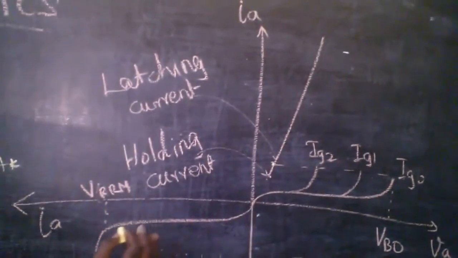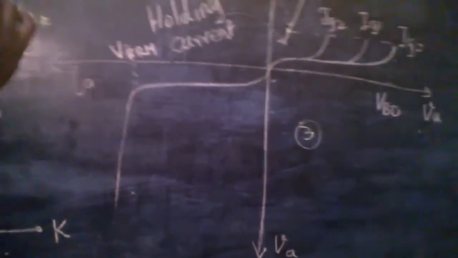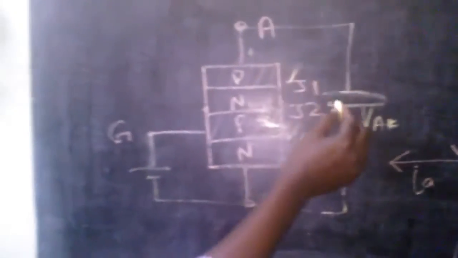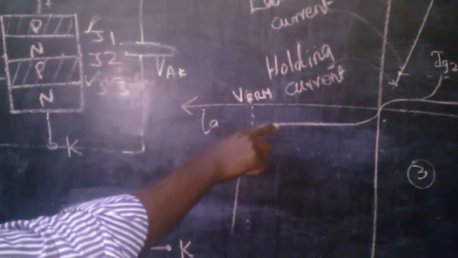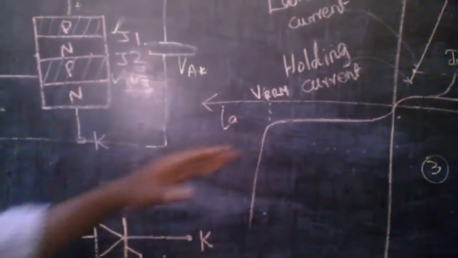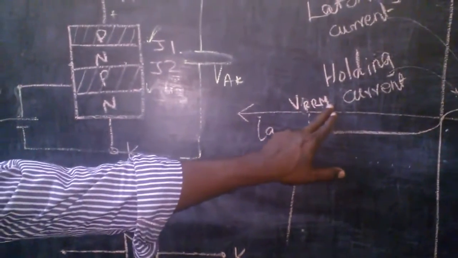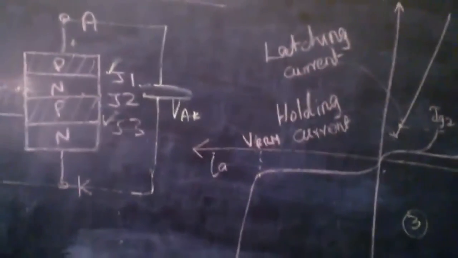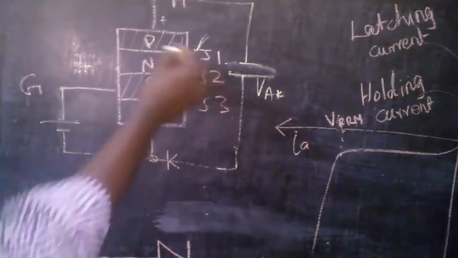Now come to the reverse biased characteristics. Whenever we apply a reverse voltage, that is, the anode is negative with respect to the cathode, see the characteristics. A small amount of leakage current will flow, in terms of microamperes or milliamperes. Up to this point, the reverse breakdown voltage, a small amount of leakage current will flow. If you increase the reverse voltage further, breakdown will happen.